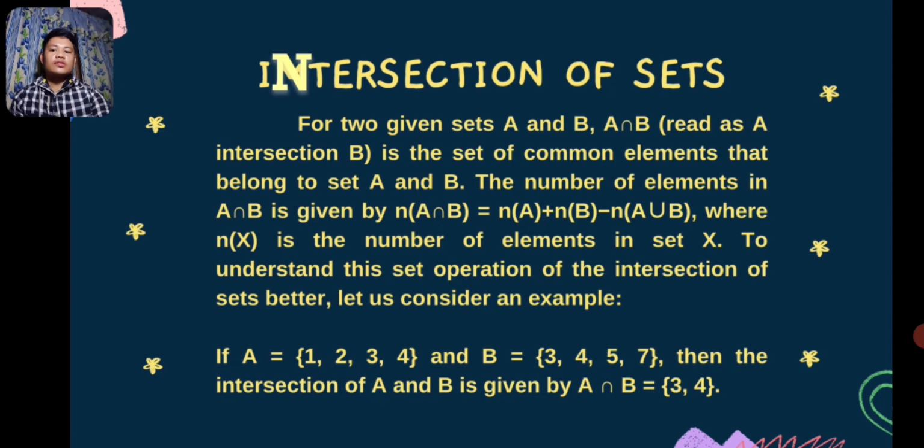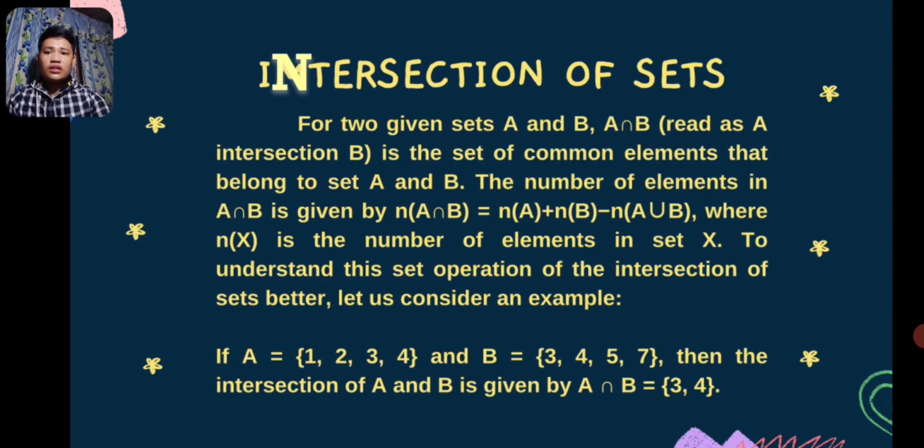Why did we say so? Unlike the union of sets, in the intersection of sets we get the common elements in the two or more sets. As we observe, both 3 and 4 are elements of set A and set B. Thus, these two elements are their intersection. It is clearly evident that 3 and 4 are common elements of set A and set B. That's how we obtain the intersection of the two sets.